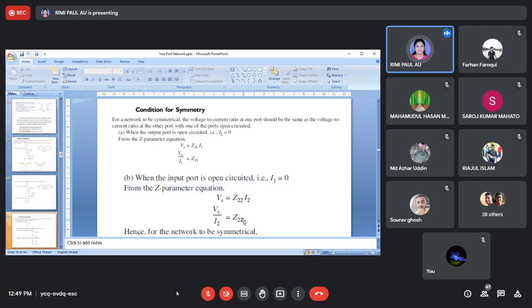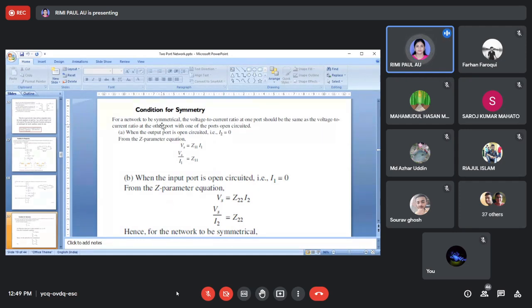In the first case you have short circuited and found the current, and now you exchange the supply and the current, and you see whether it is reciprocal or not. So in Z parameters, if Z12 is equal to Z21, then you can say it's reciprocal. And in the same Z parameters, if Z11 is equal to Z22, then you can say this is symmetrical.